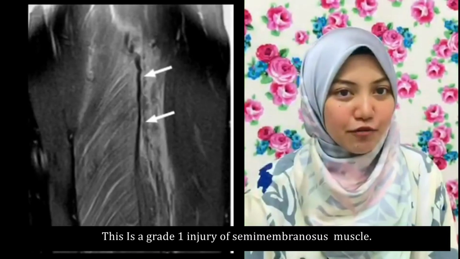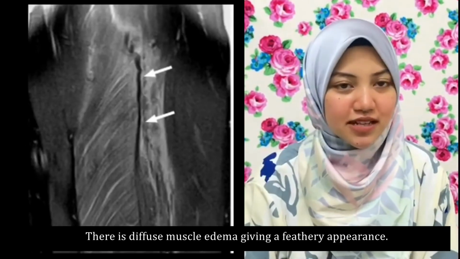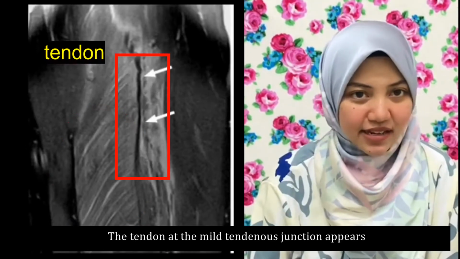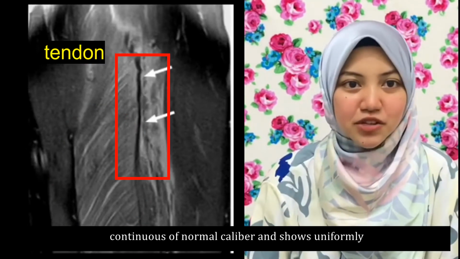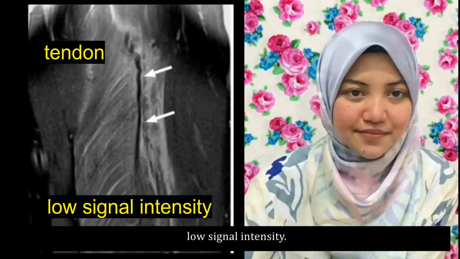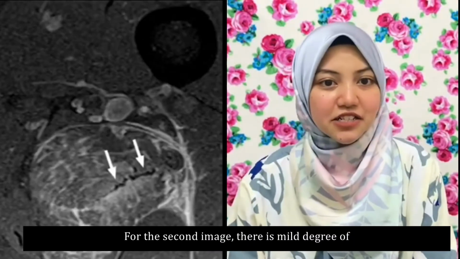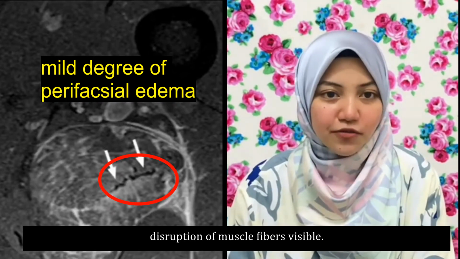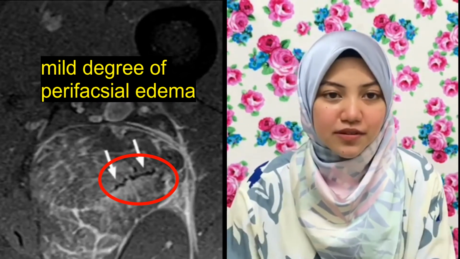This is a grade 1 injury of semimembranosus muscle. There is diffuse muscle edema giving a feathery appearance. The tendon at the myotendinous junction appears continuous, of normal caliber, and shows uniformly low signal intensity. For the second image, there is a mild degree of perifascial edema. No obvious discontinuity or disruption of muscle fiber is visible.